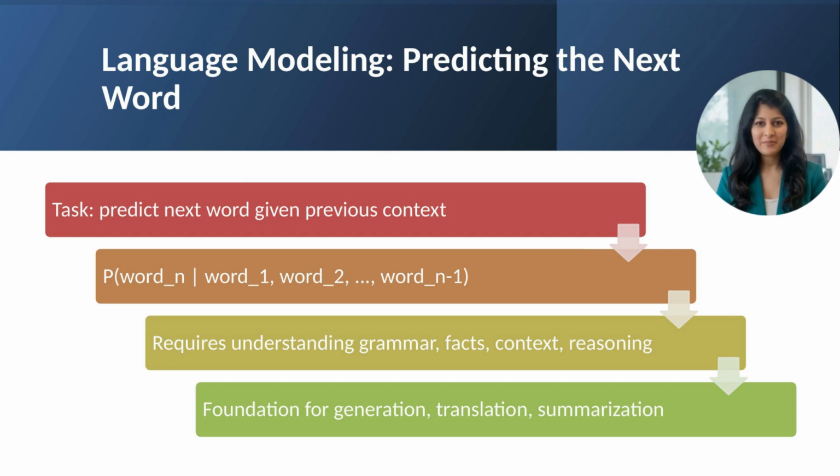Mathematically, we're modeling P(word N | word 1 ... word N-1), the probability of the next word given all previous words. For the sentence, the cat sat on the mat, we want P(cat | the) times P(sat | the cat) times P(on | the cat sat) times P(the | the cat sat on) times P(mat | the cat sat on the). A good language model makes this product high for natural sentences and low for ungrammatical or nonsensical ones.